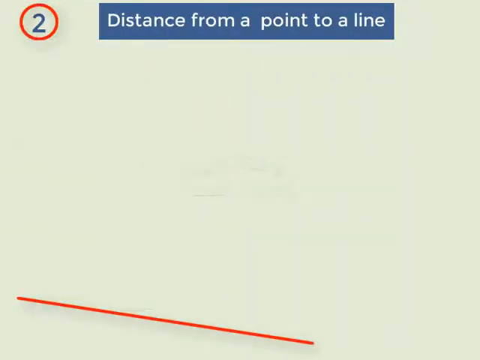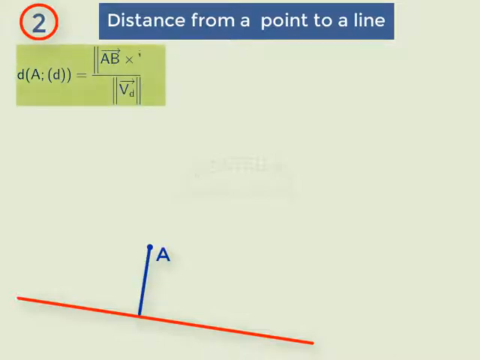Distance from a point to a line. Consider a line D with a given equation and a point A non-belonging to D. So the distance from A to D is always given by this formula, where VD is the direction vector to D and B is any fixed point on D.